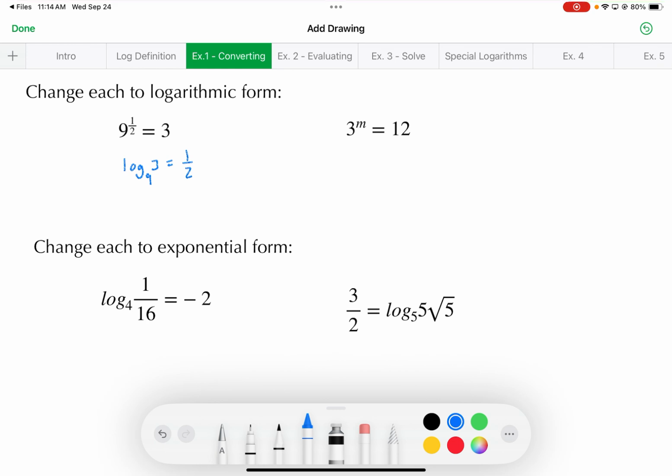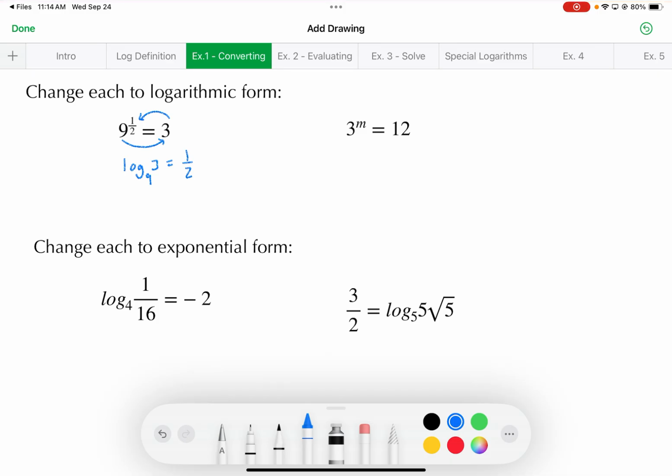And there's always a circular pattern at play here when you're converting from one form to the other. Always start with the base. So think in an exponential situation like this, the base is what's being raised to the power, so it would be 9, right? So that becomes the base of the logarithm. So log base 9 of 3 equals the power of 1/2.